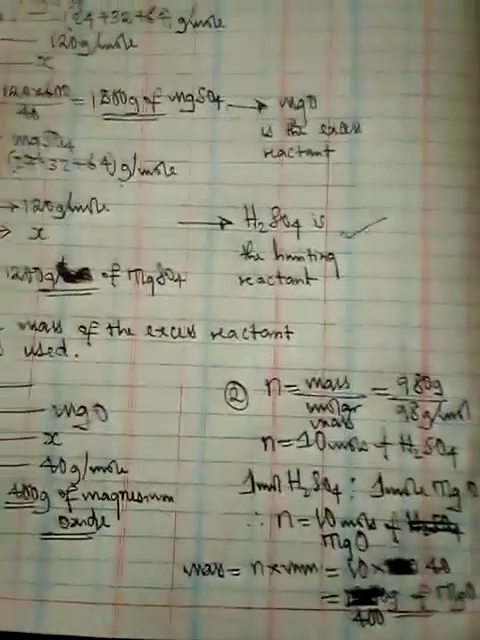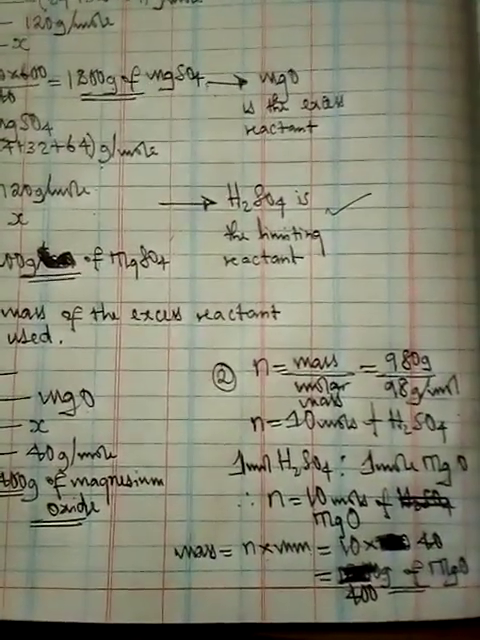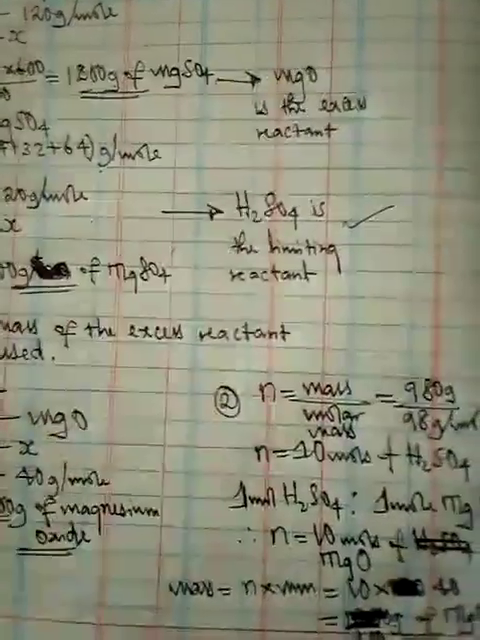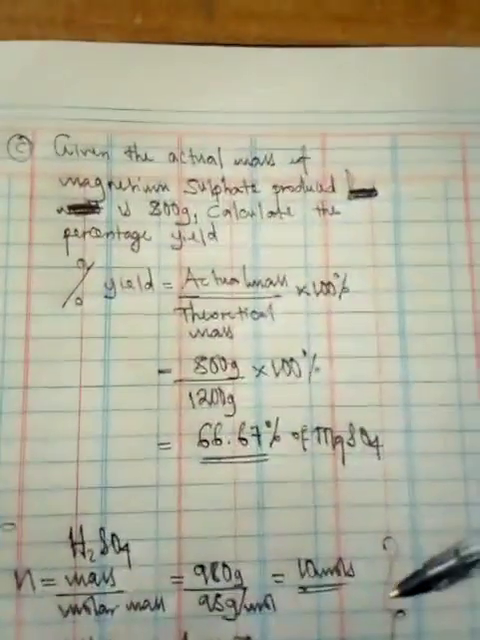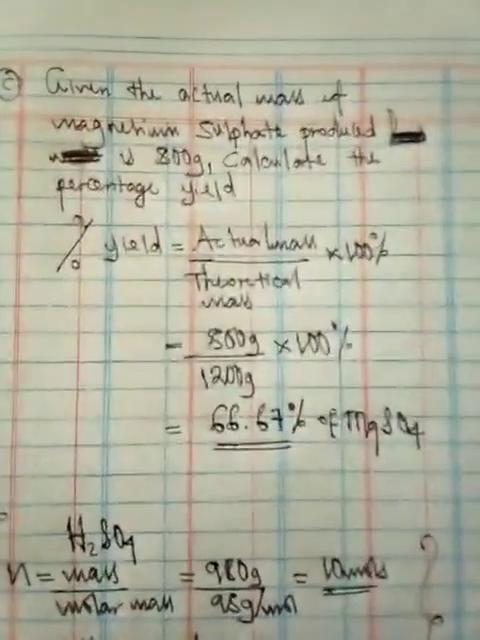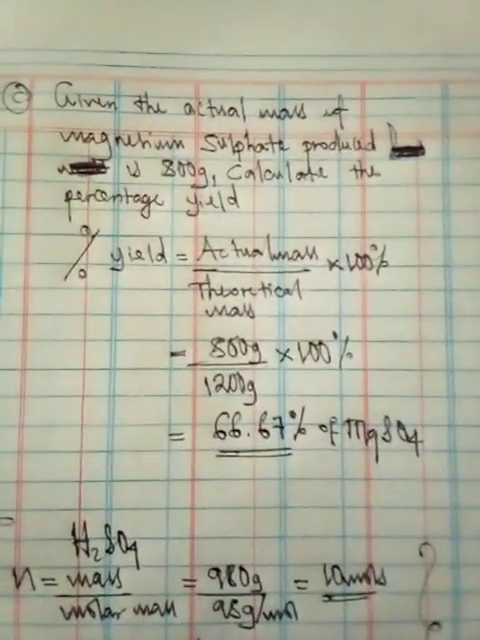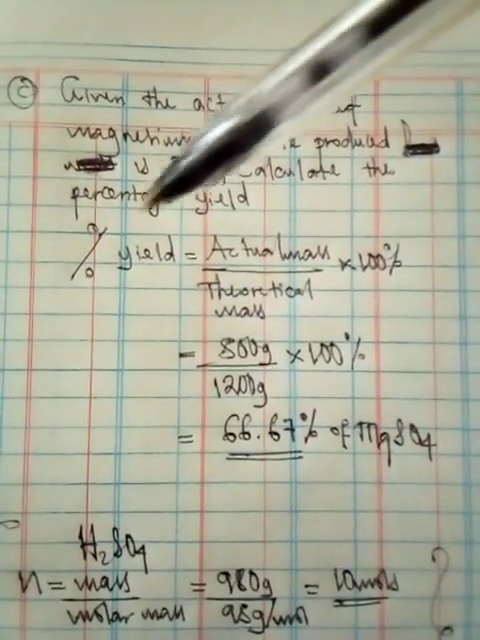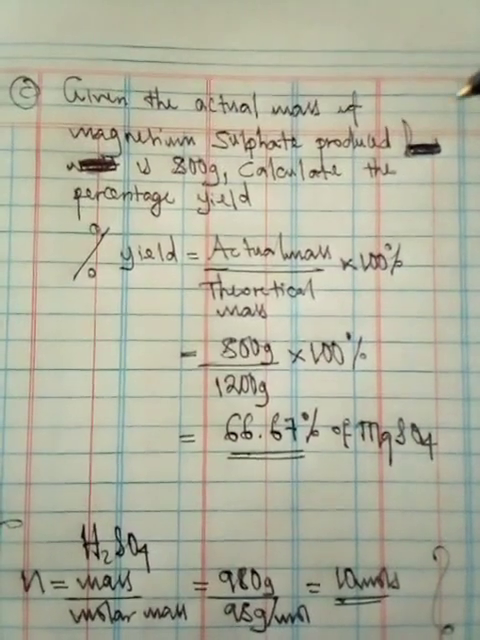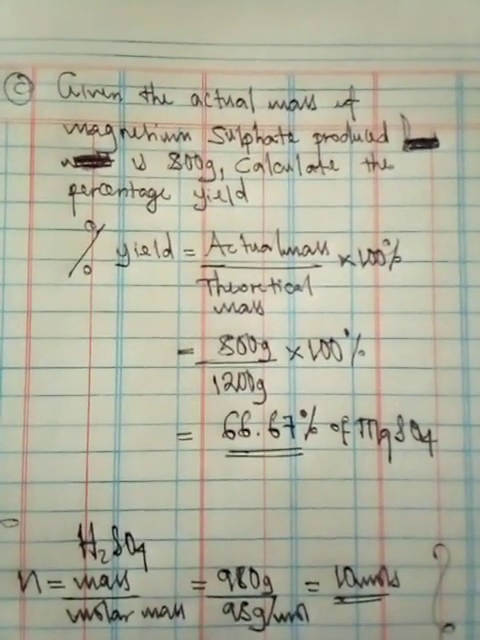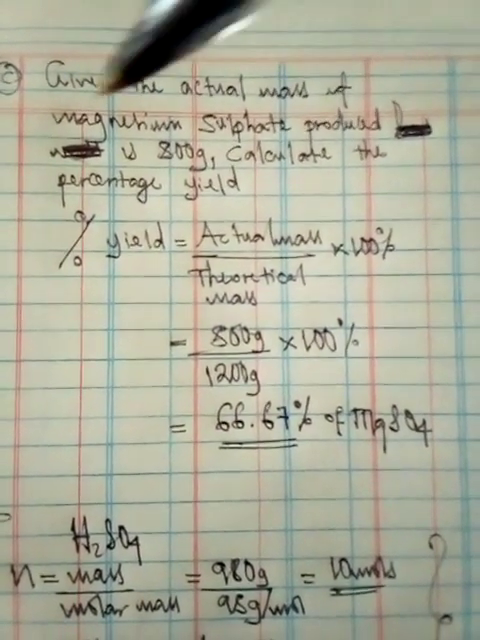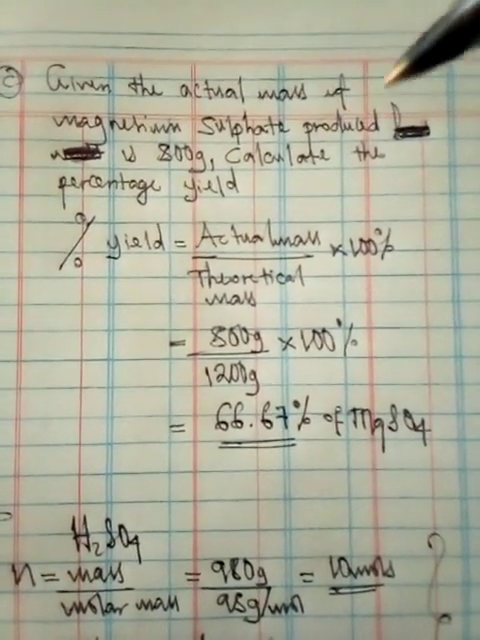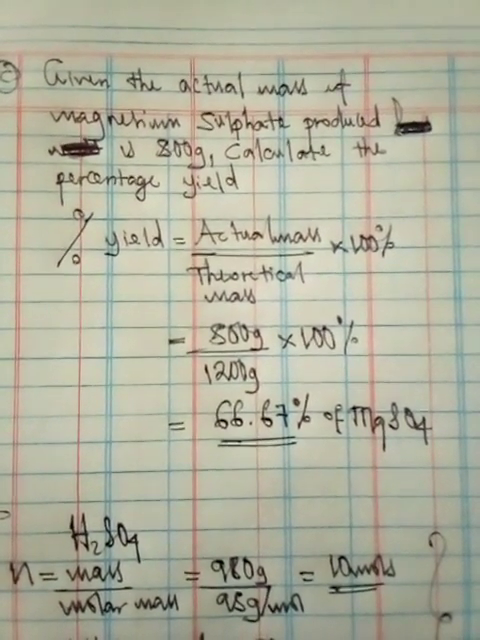Okay, 200 grams. And then another question which can be given might be for you to calculate something which we call the percentage yield. So another question can be given, say, given the actual mass of magnesium sulfate produced is 800 grams, calculate the percentage yield.